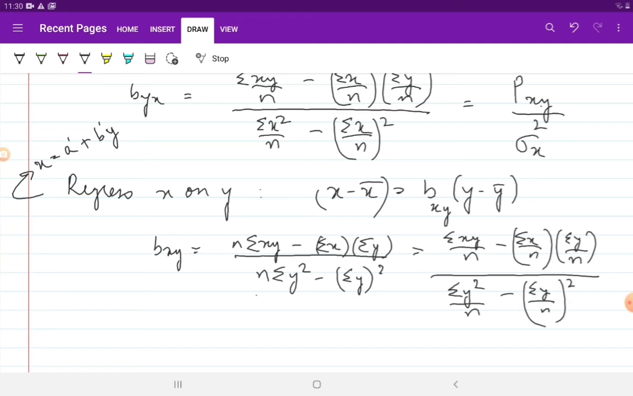As you can see, the denominator is your sigma y square because it is mean of y squared minus the mean squared. Yeah, so that is your standard deviation, your variance formula. So bxy can be written as, again, if I call the numerator pxy, very related to your correlation coefficient pxy, not exactly that though, divided by sigma square y, that is variance of y.